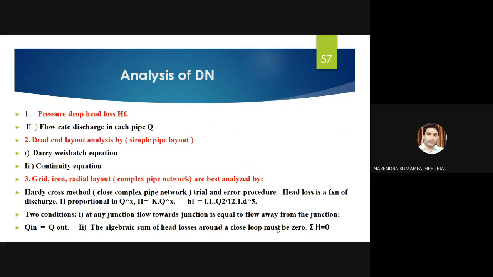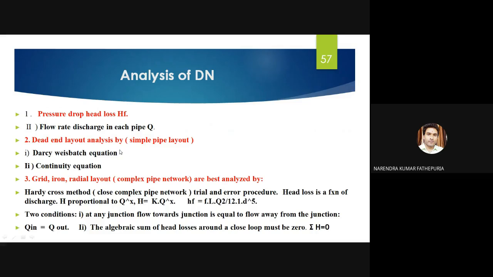Now I will come to the analysis of the distribution network, which we will do with the Hardy-Cross method. The first is pressure drop, head loss HF, that you have to study. Flow rate, discharge in each pipe Q, you have to study. Second is the dead end layout analysis by simple pipeline. So these are the methods that I will tell one by one.